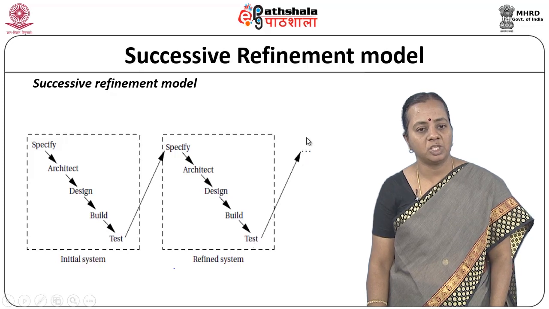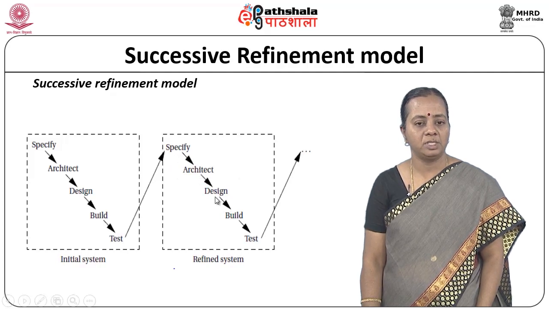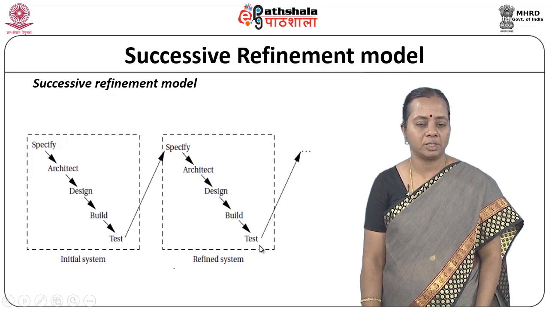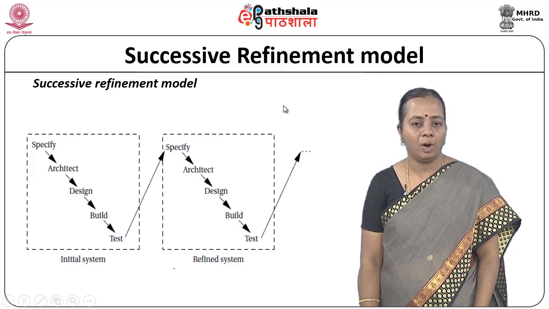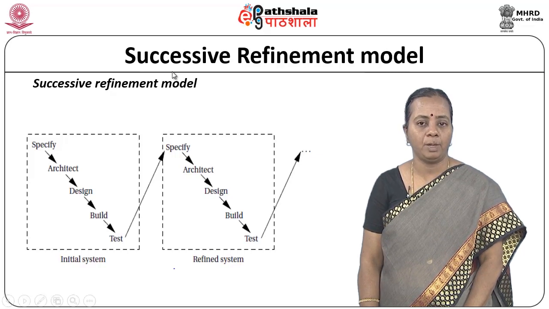Again the specification is modified, and again it goes through the same kind of cycle: the specification is modified, then the architecture is modified, the design is modified, so that we will build a new system and it will be put under test. So when you are looking at a model, it is successively refined and we will get a best model. That is why this is called the successive refinement model.